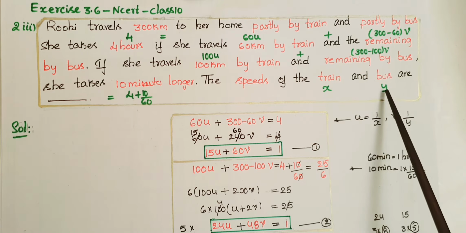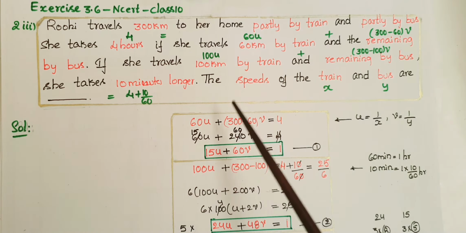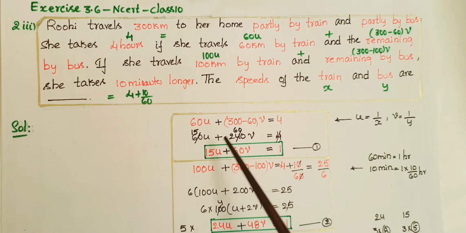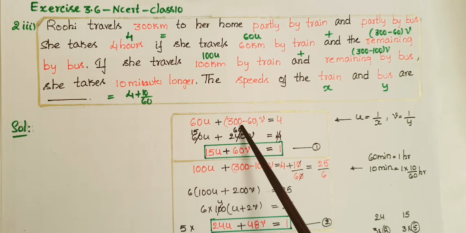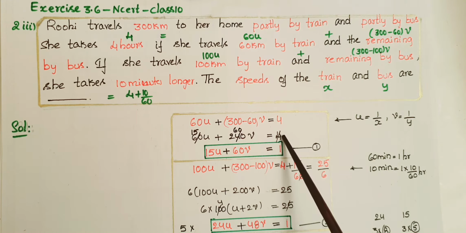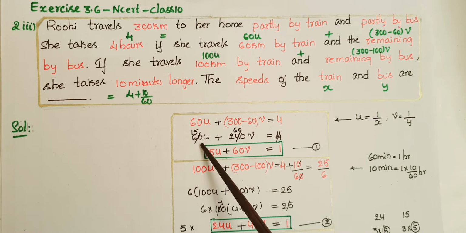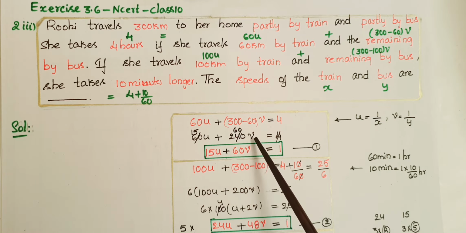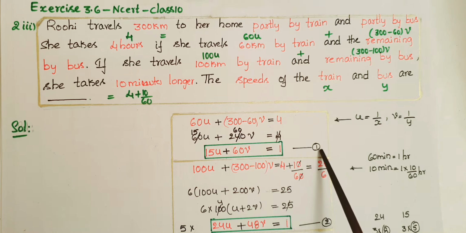Now the first equation is 60u plus 300 minus 60 into v is equal to 4. So here 60u plus 240v is equal to 4. You can cancel with 4 here. 4 15s are 60u, and 4 60s are 240, that is 60v. So 15u plus 60v is equal to 1. This is the first equation.